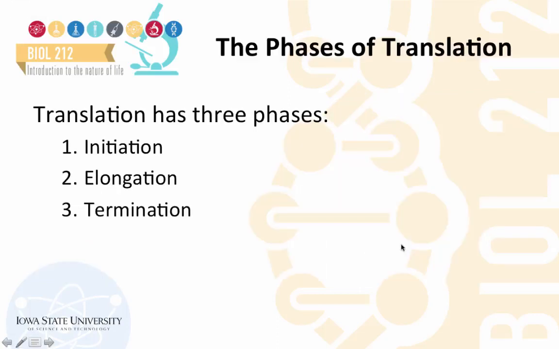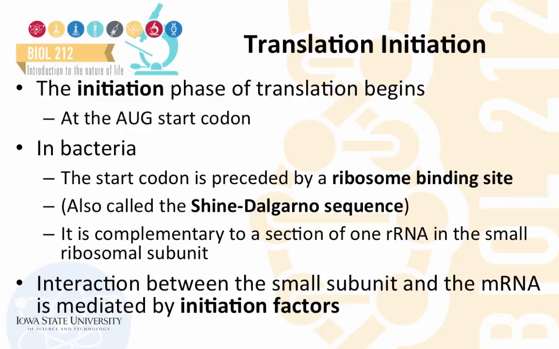Translation can be divided into 3 phases, namely initiation, elongation, and termination. Let's look at each of these phases separately. Translation initiates at the codon AUG, which is called the start codon. This codon codes for the amino acid methionine.